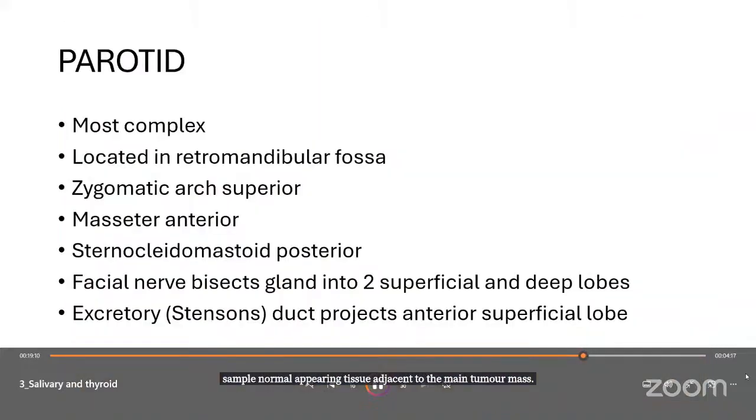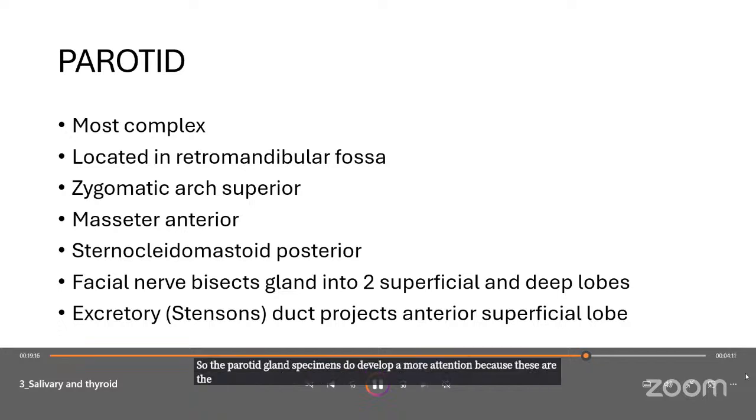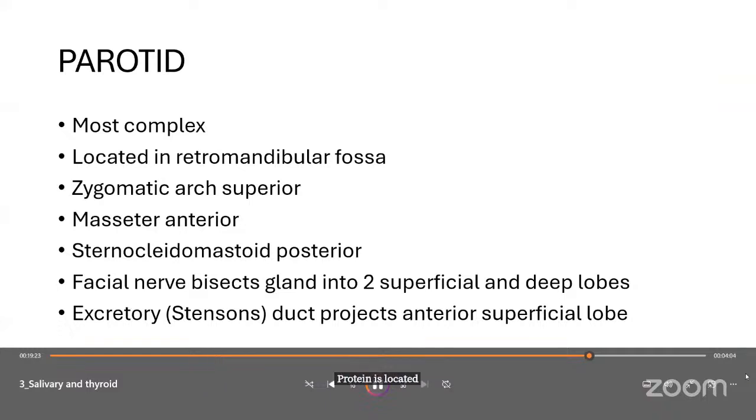So the parotid gland specimens do deserve a little bit more attention, because these are the samples that can be most complex, particularly if you're dealing with a malignant diagnosis. Parotid gland is located in the retromandibular fossa. It's bordered superiorly by the zygomatic arch.